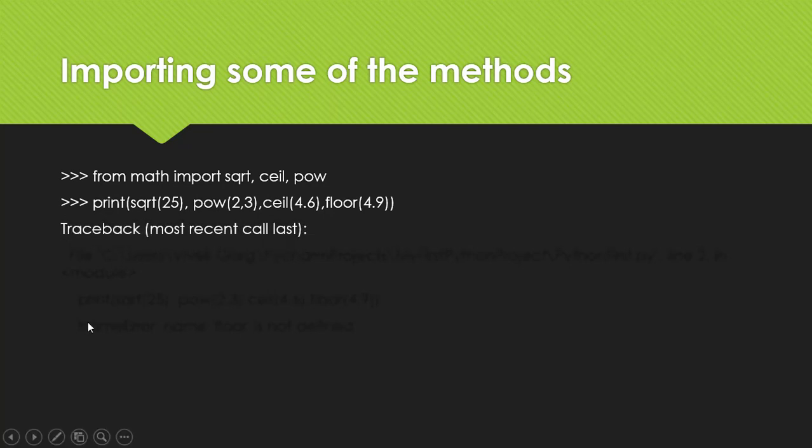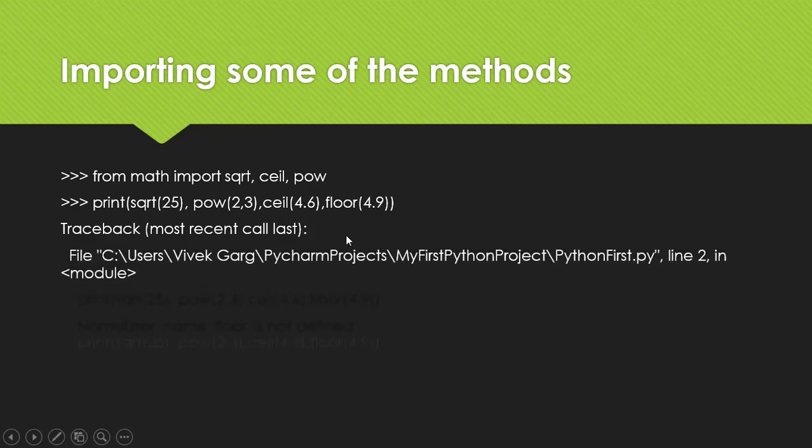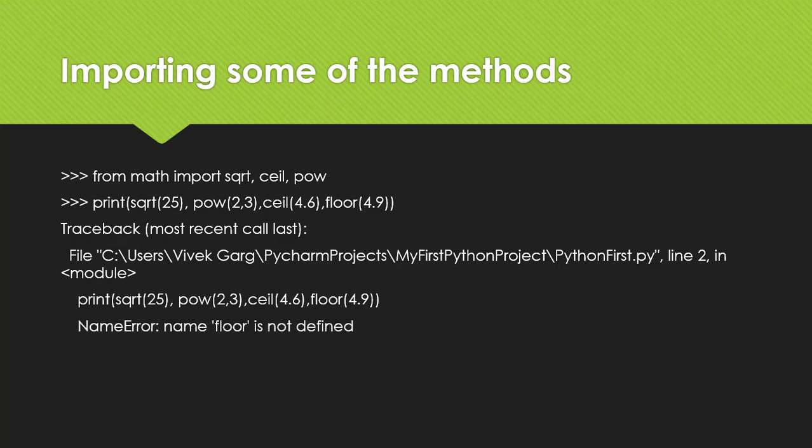And see, I imported the square root, ceil and power method, but here inside the print statement I have written square root, power, ceil and floor method. So it would raise a traceback because the floor method is not defined here. We have not imported the floor method. You can see name floor is not defined because we have not imported it.